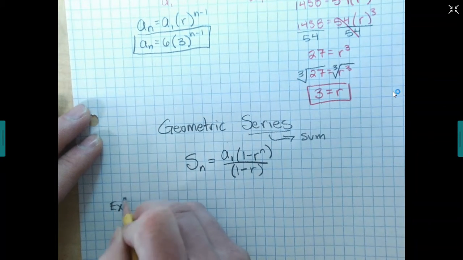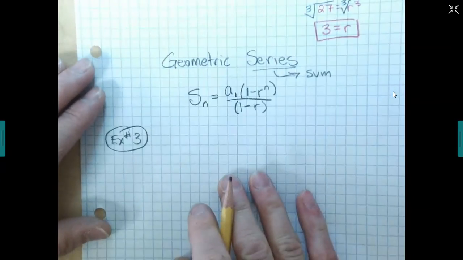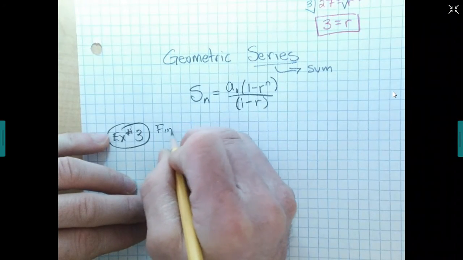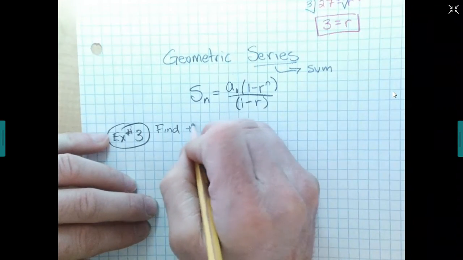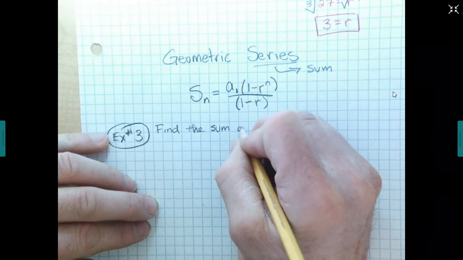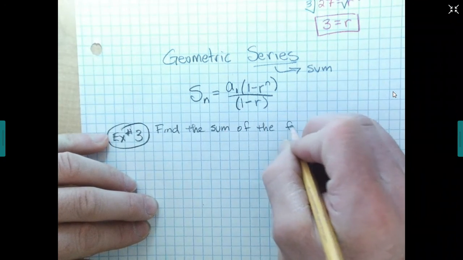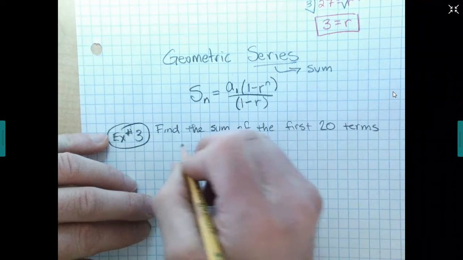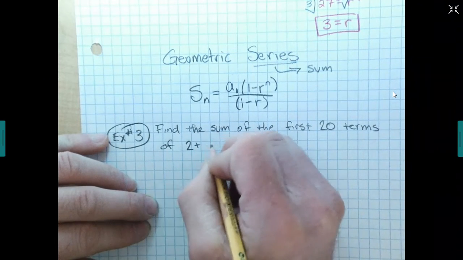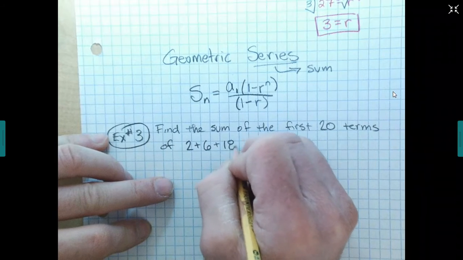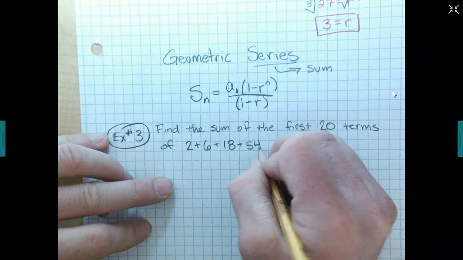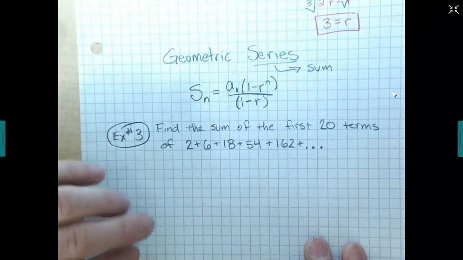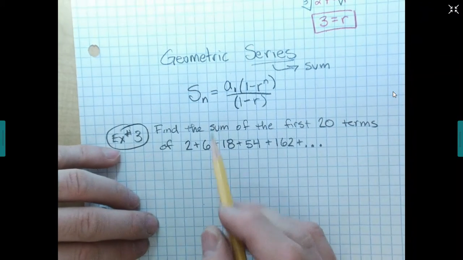So example number 3, using our geometric sequence, is we are going to find the sum of the first 20 terms of 2 plus 6 plus 18 plus 54 plus 162. We're going to find the sum of the first 20 terms. So we're going to use this formula.